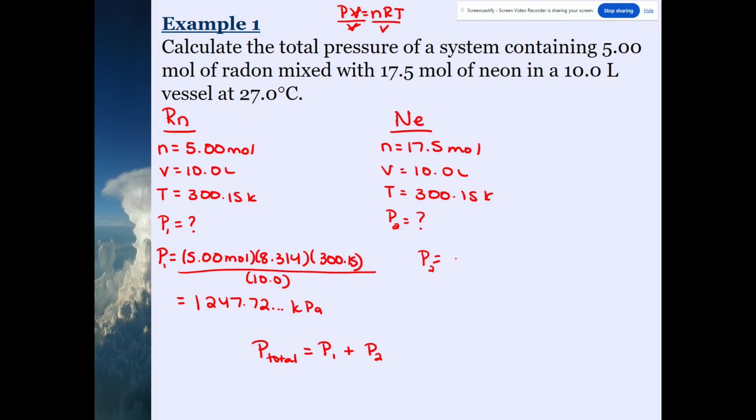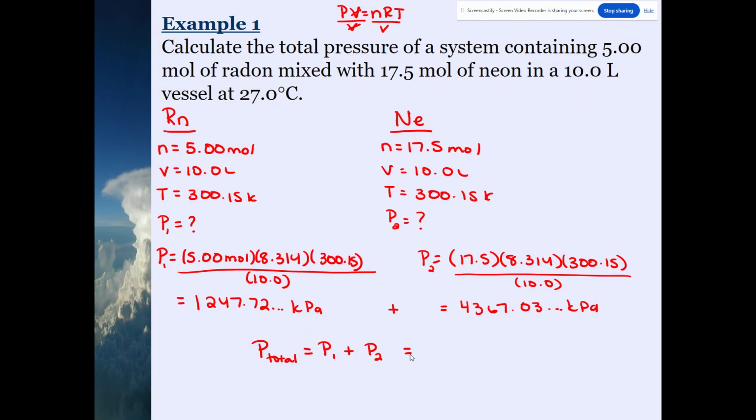And for my P2, I have 17.5 moles times 8.314 for my R times 300.15 for my Kelvin divided by my volume of 10 liters. So P2 is going to equal 17.5 times 8.314 times 300.15 divided by 10 equals 4,367.03 so on kilopascals. Now, like I said, all I need to do is add those pressures together, and that's going to give me my total pressure.